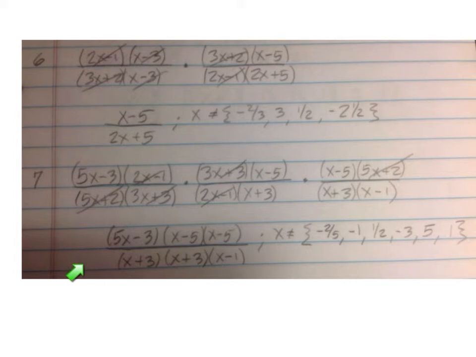On the bottom, you're left with 5x minus 3, x minus 5, x minus 5, over x plus 3, x plus 3, and then x minus 1. The values are negative 2/5, negative 1, 1/2, negative 3, 5, and 1.